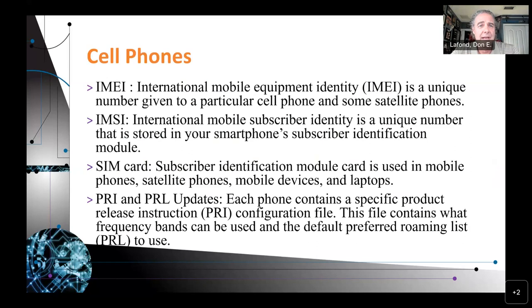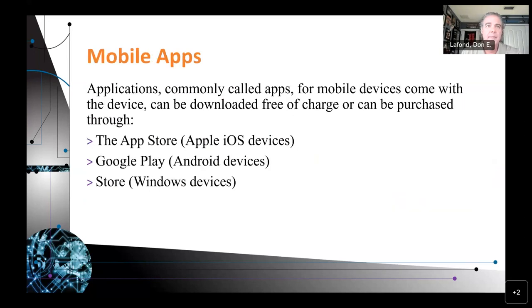PRI and PRL updates. Each phone contains a specific product release instruction, PRI, configuration file. This file contains what frequency bands can be used and the default preference roaming list, PRL, to use. Again, it controls where you can use your phone and on what frequency.